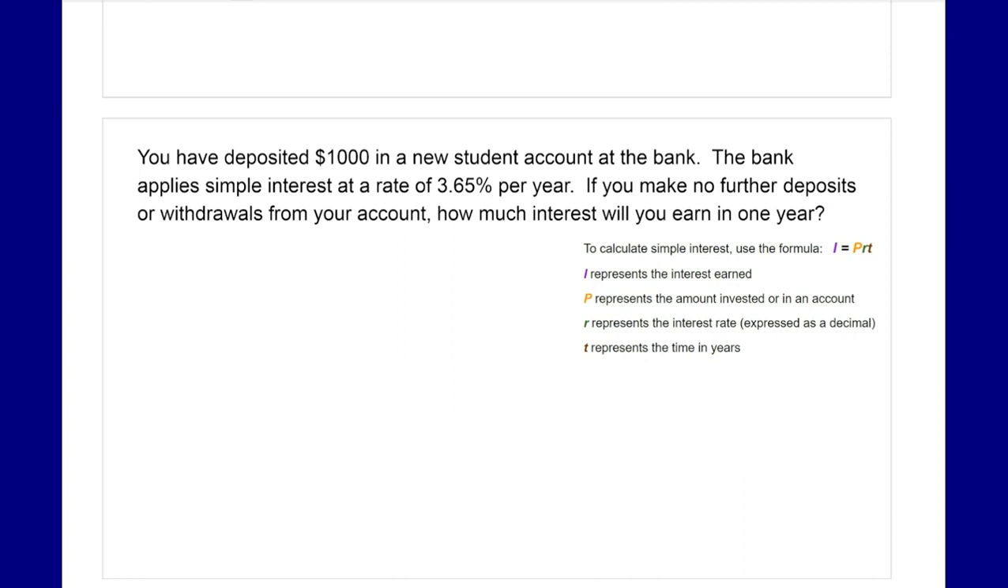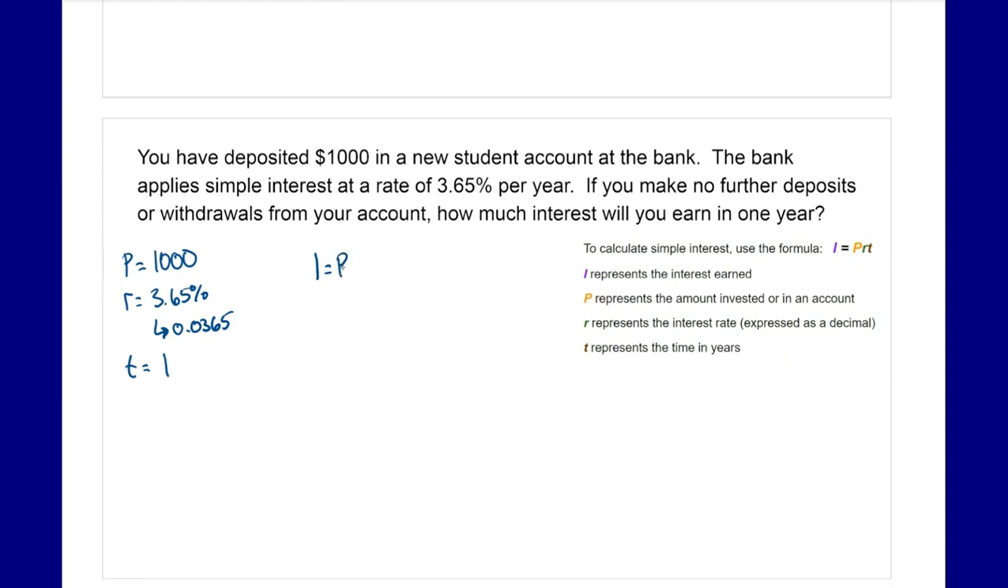Right? So this is just going to be straightforward. We want to figure out what the values are. P, our principal, which is the amount that we've invested, or the amount in the account, is $1,000. R is the rate, or 3.65%, but as a decimal. So we divide it by 100, so 0.0365. T is the time in years, right? We're only doing 1 year, so really straightforward. And I is the interest, which is what we're going to calculate.